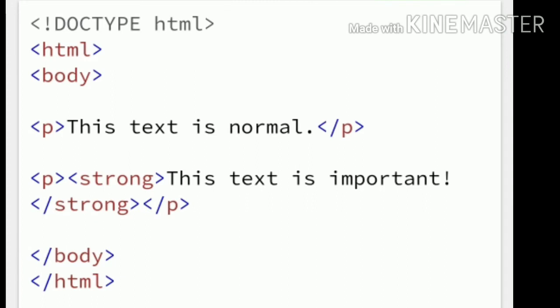You can run this program. What type of output is displayed, just like in the previous manner? See the output. It displays: this text is normal, in normal output. After then: this text is important.